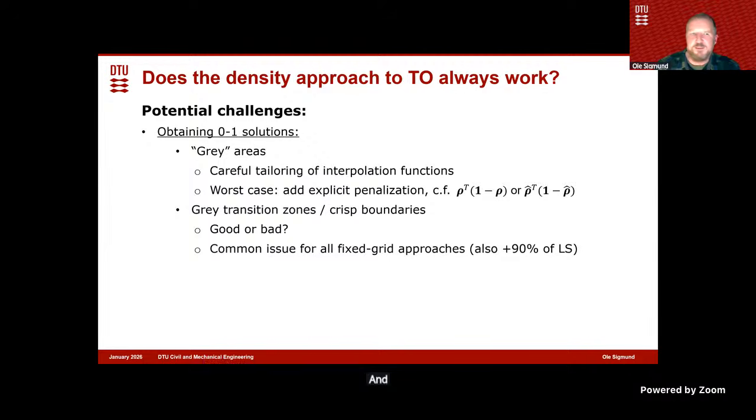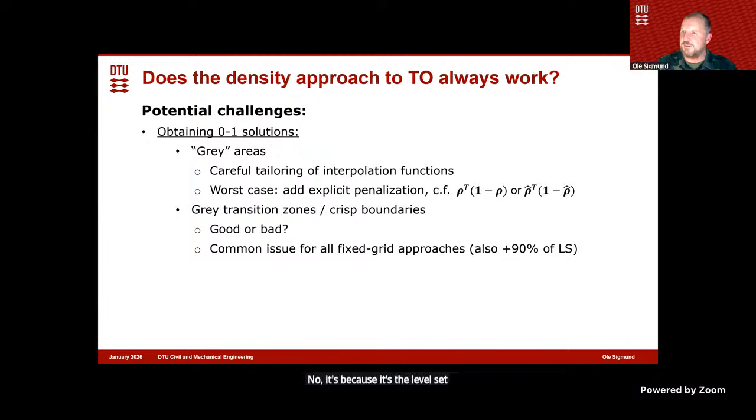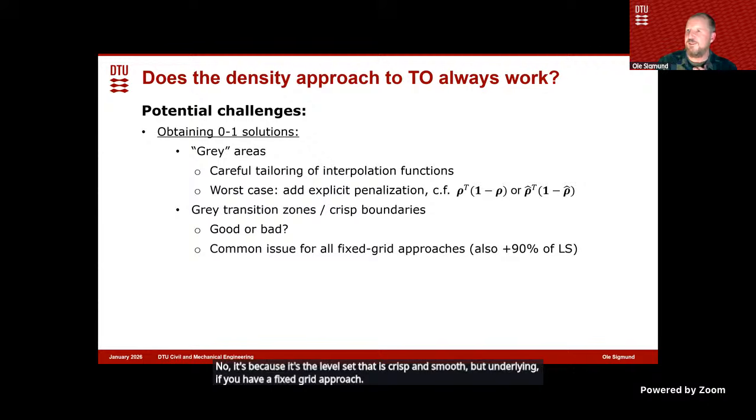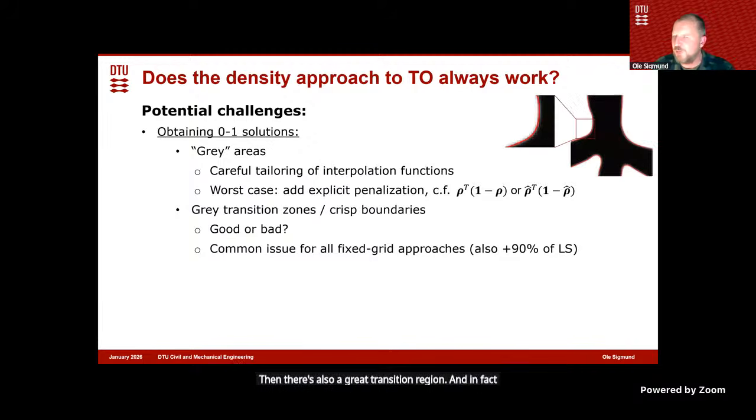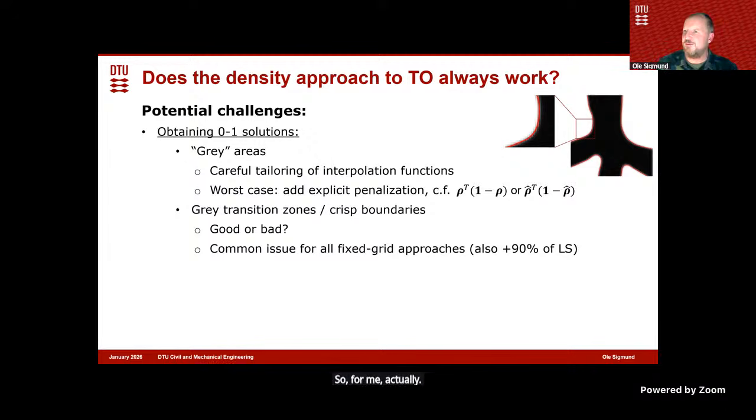Sometimes people say that with other approaches, for example level set, you get crisp black and white solutions. No, it's the level set that is crisp and smooth, but underlying it, if you have a fixed grid approach, there is also a gray transition region. And in fact, I don't think it's a problem. I would claim that we need a small gray transition region, because if we want to extract the topology, we don't want a jagged edge to make a contour plot. We want a smooth transition region. So for me, gray transition regions are an advantage, not a disadvantage.